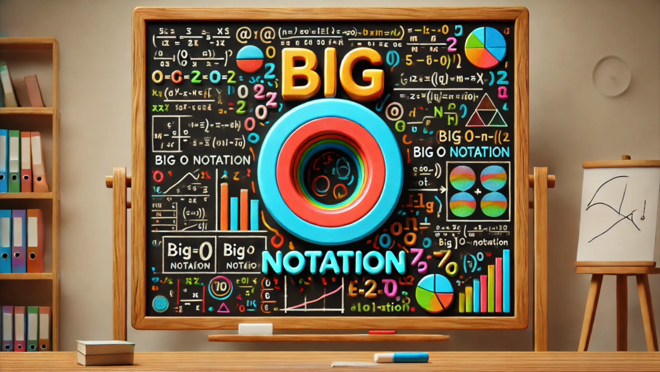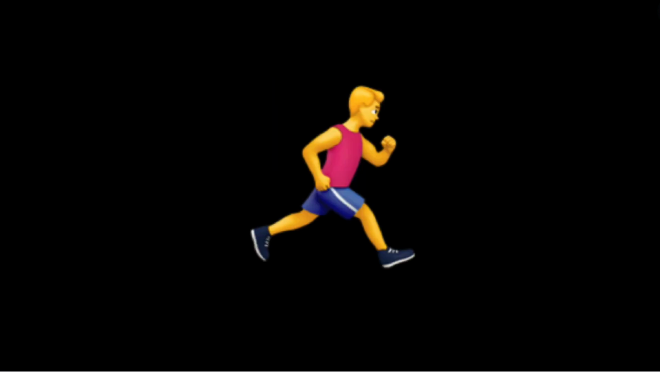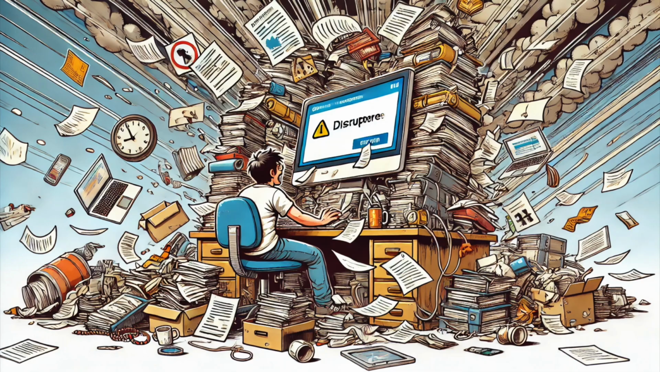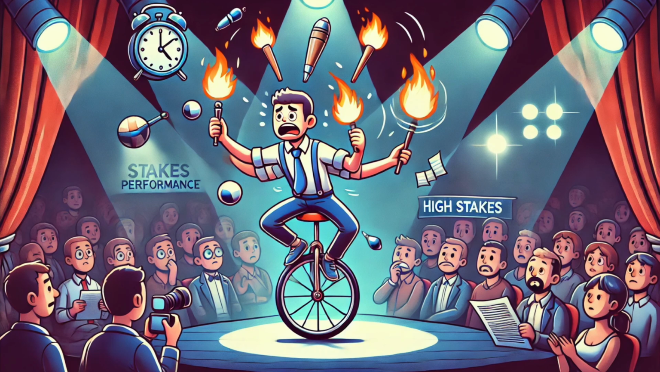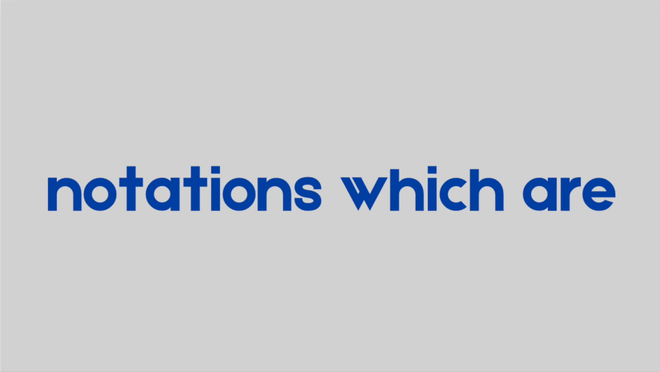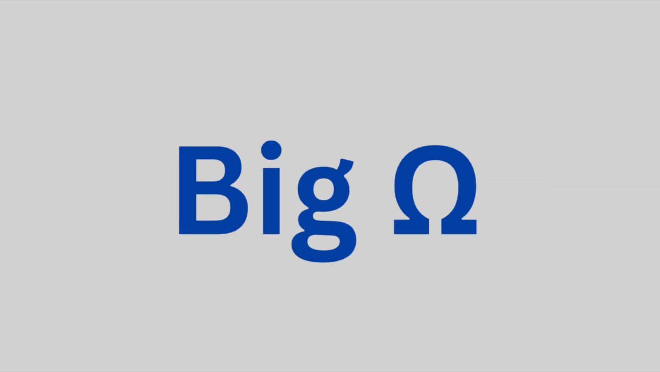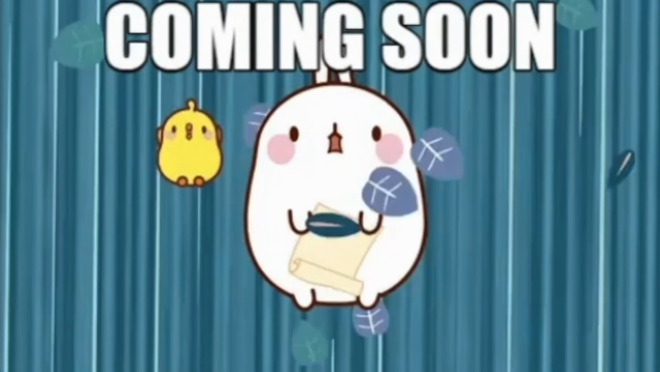Big O notation doesn't look at the exact running times of algorithms. Instead, it looks at the worst case scenario so that we can see how an algorithm would perform in the most demanding of situations. There are other notations which are used to classify best and average case running times, and I'll cover those in another video.